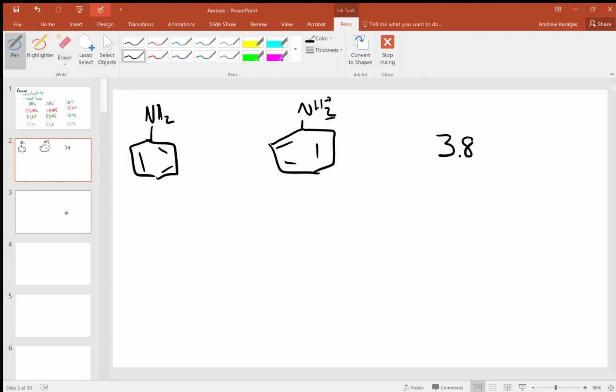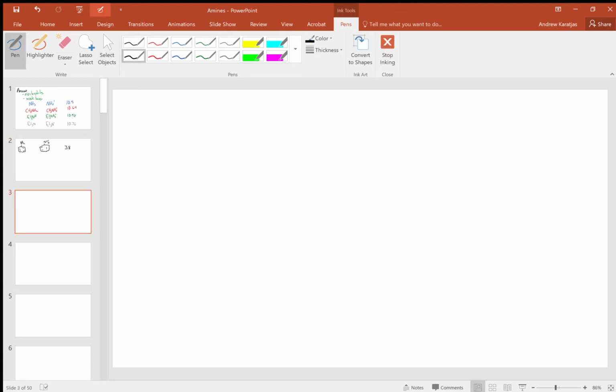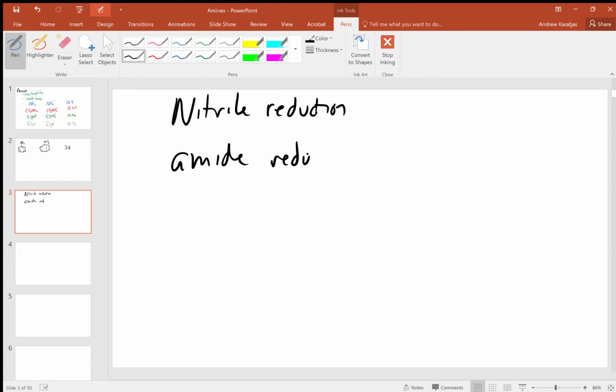So previously, we've learned a lot of different ways to make amines. Things like nitrile reduction, amide reduction, aniline reductions, and by that we mean nitro group reductions to form anilines. Are there other ways that we can make amines? Could we use an SN2 reaction?